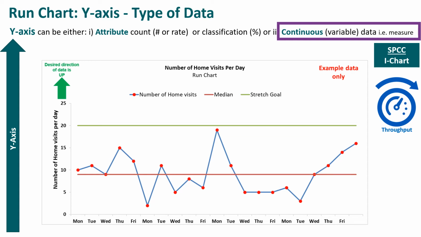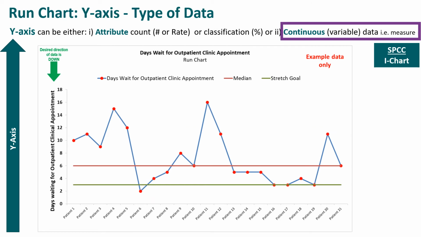So the y-axis here is the number of home visits per day, and we're looking on the x-axis as the day of week. In this next run chart, we're looking at the number of days patients had to wait for their outpatient clinic appointment. So the y-axis is a form of continuous or variable data. It's looking at the days patients waited for their clinic appointment. And on the x-axis is patients in chronological order.